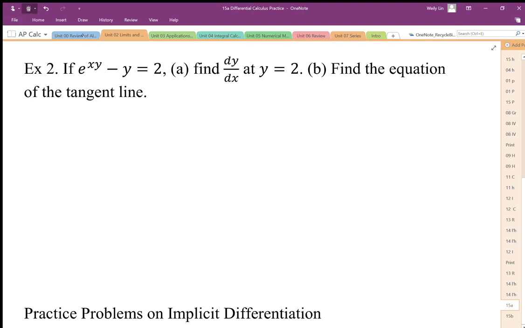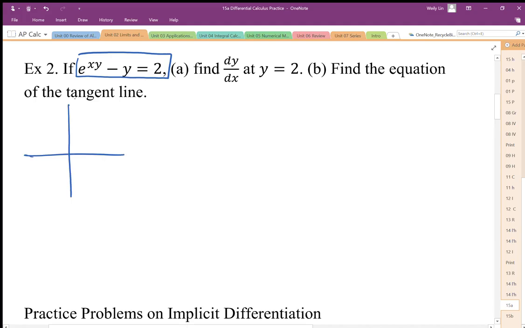Graph of this function, e to the xy minus y equals 2. When we sketch this graph, it's going to look something like this. It looks like it has a horizontal asymptote here, it kind of crosses through there, and it looks like it has another horizontal asymptote here.